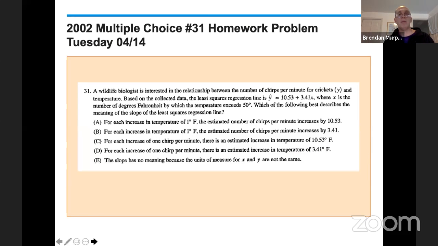So your homework for tonight, Luke will post on his website. I think that's bivariate data. It looks like a least squares regression line or something, and we're asking you to interpret slope in context.